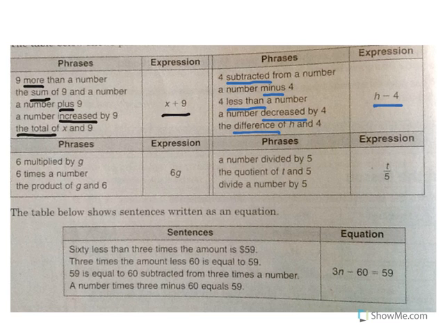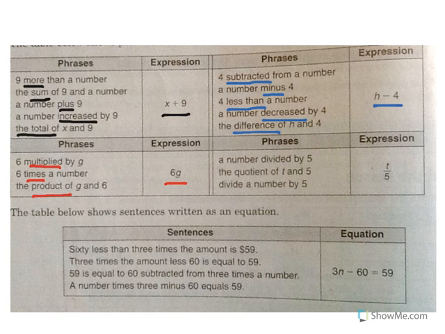So now let's move to multiplying. So we have the expression 6g, or 6 times g. Other ways to say this expression, you could say 6 multiplied by g, 6 times a number, or the product of g and 6. So multiply, times, and product of are ways to represent multiplication in an expression.